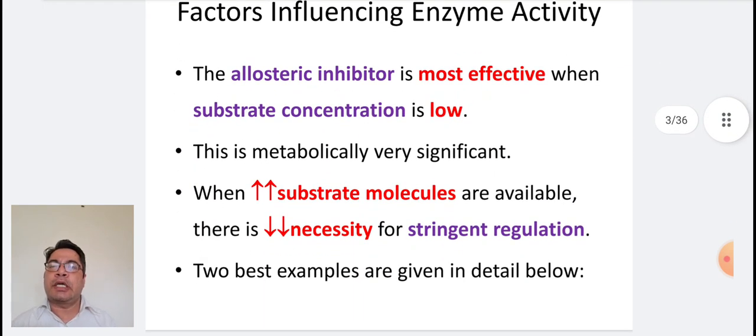The allosteric inhibitor is most effective when the substrate concentration is low. This is metabolically very significant. When increased substrate molecules are available, there is decreased need for stringent regulation. Two best examples are given in detail below.